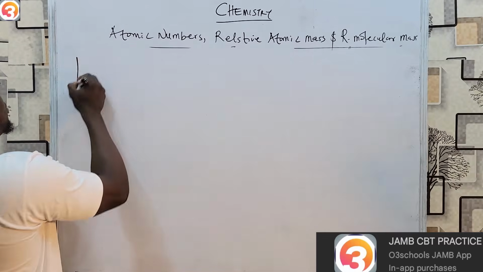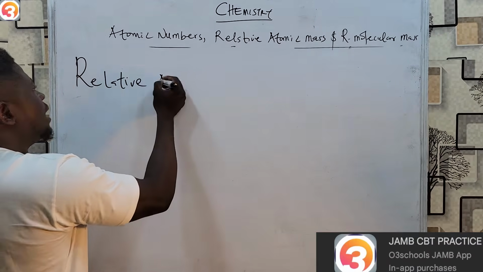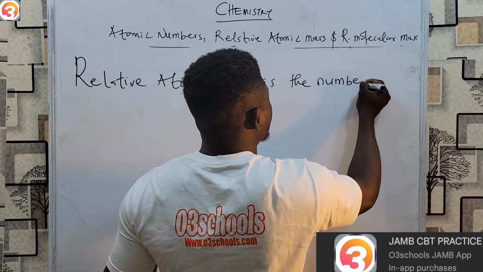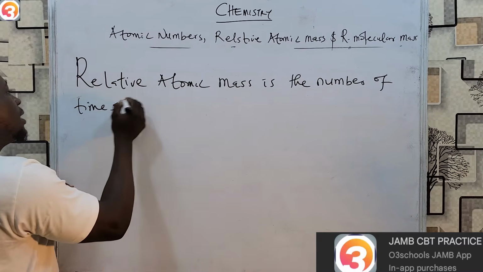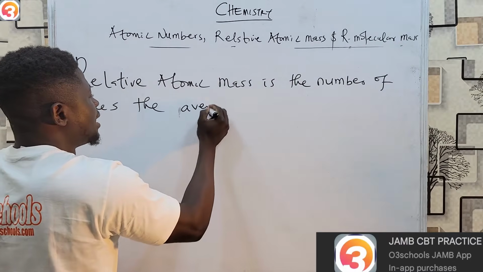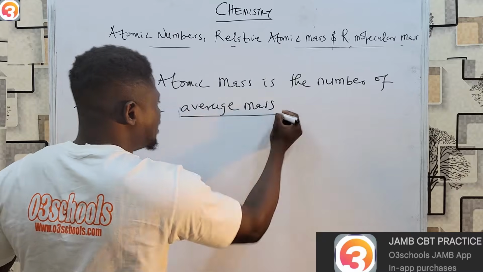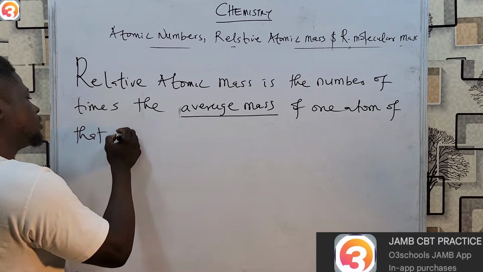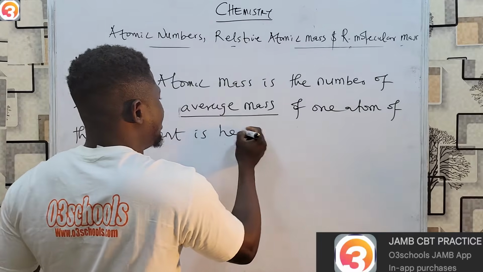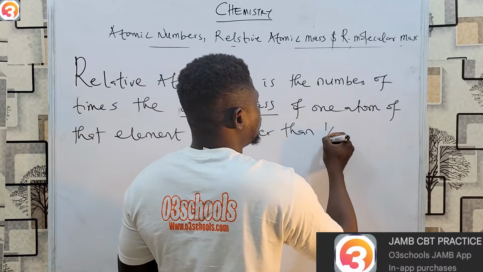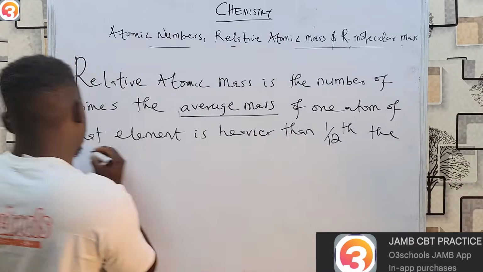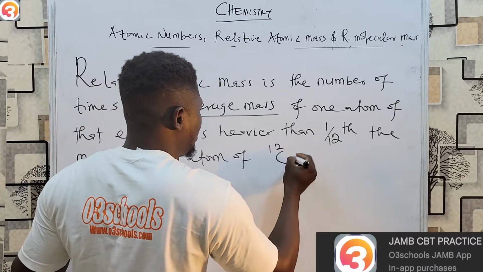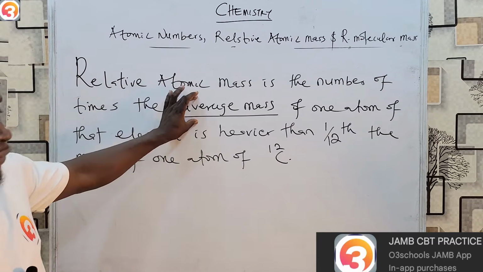So let's bring that out so that it will be very clear. We say that the relative atomic mass is the number of times the average mass, we underline this average mass, of one atom of that element is heavier than 1/12 the mass of one atom of carbon-12. Right? So please, we are going to revisit this average mass.